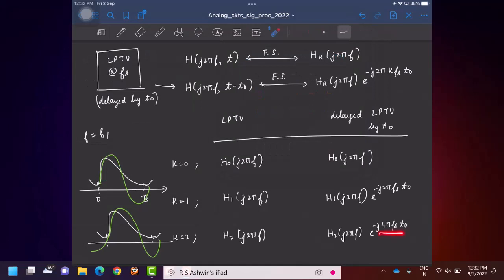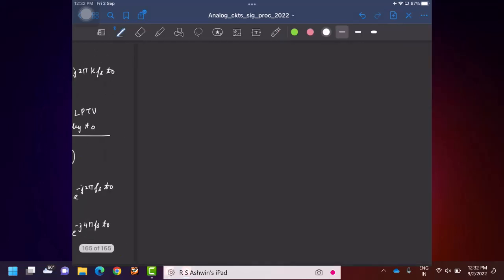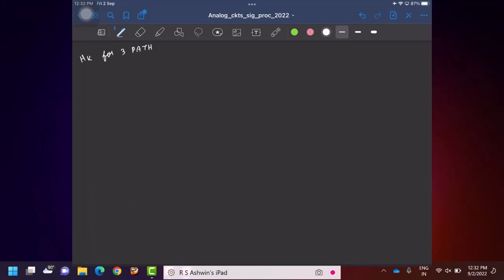The phase will be 2 times frequency times the delay. Frequency is doubling, the phase doubles. So with this information, let us try to calculate the harmonic transfer functions for the 3-part system.